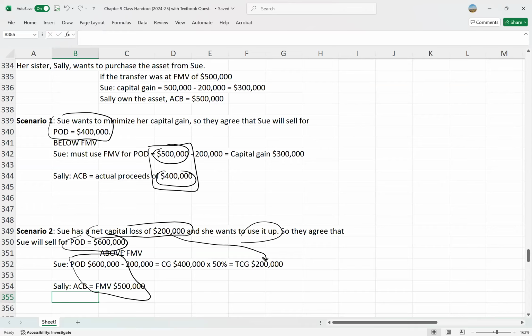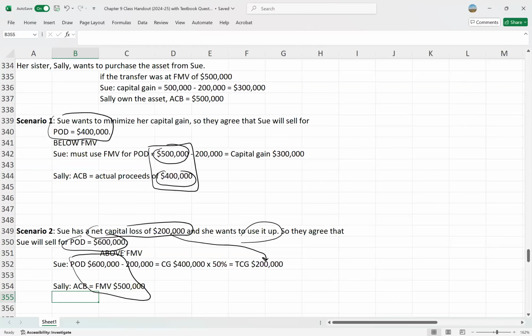So once again, they're going to be penalized for using an amount other than fair market value. Even though they're creating this greater amount of capital gain, once again, it's not fair market value. So they're going to be penalized. Specifically, Sally will be penalized because she's paying 600,000, but she's only going to get an adjusted cost base of the asset for 500,000. We'll look at another question later on as well.